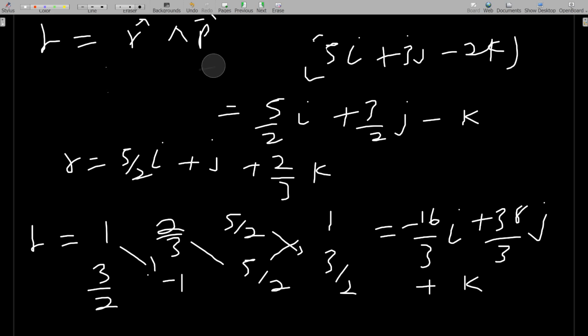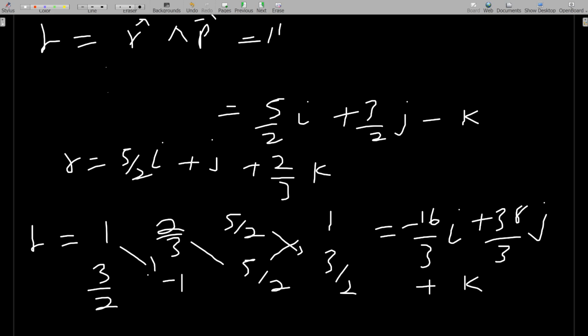So your angular momentum in effect is equal to, let me write it here. This angular momentum is equal to, I hope you remember the steps we did, negative 16 over 3 i plus 38 over 3 j plus k. So that's your angular momentum.